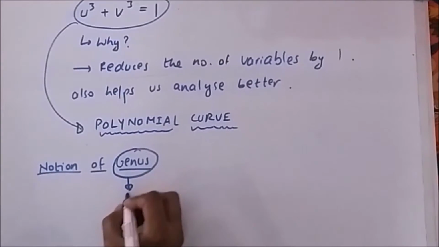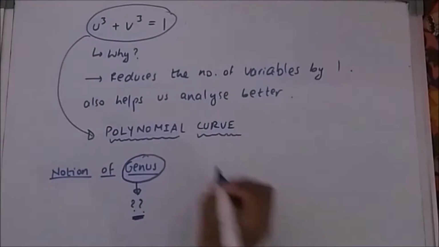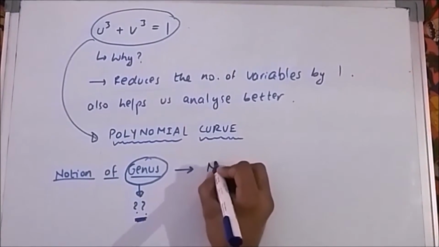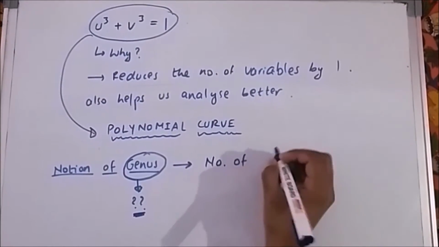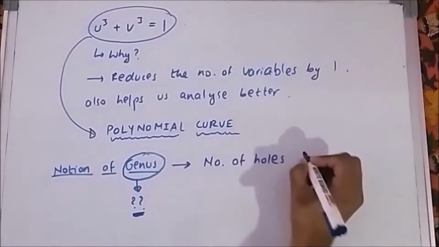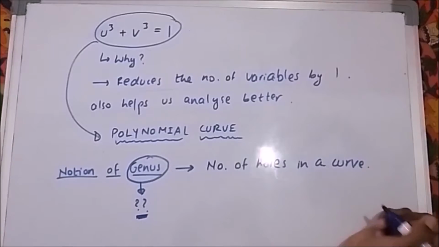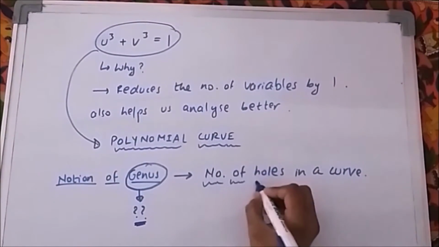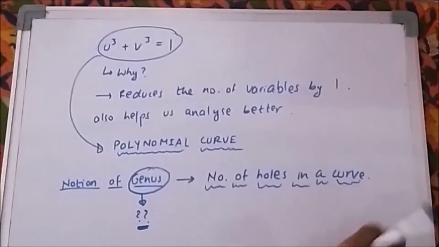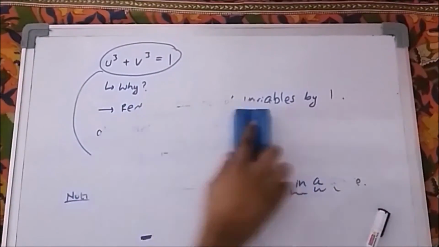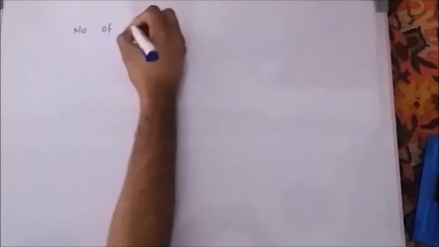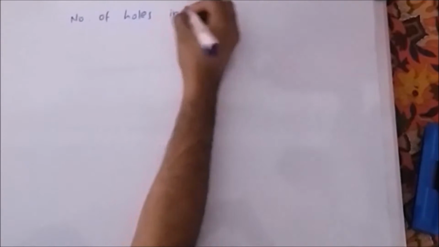What is a genus actually? To help analyze the situation better, what is a genus? In very abstract terms, genus is the number of holes in a curve. Now, what do you mean by holes? Well, we'll get to it in a short while. Number of holes in a curve. Can you imagine it this way? The first example that I'm going to give you is, well, genus has a particular order, you can say. And first of all, we're going to discuss the number of holes in a curve.